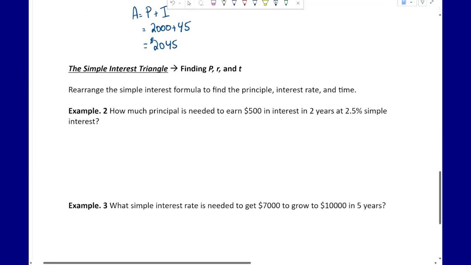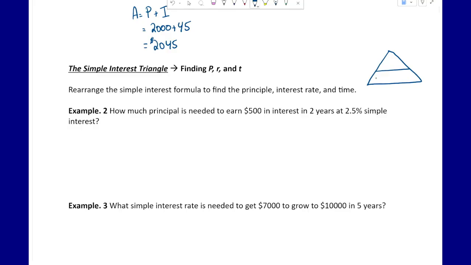Now, in some cases, we may need to find other values other than just the interest. Maybe we know how much interest we earned, or we know how much interest we want to earn. So we need to figure out how long we save it for, or we need to know what rate to find when saving. So we can use a little bit of a triangle to help figure out what our different formulas are.